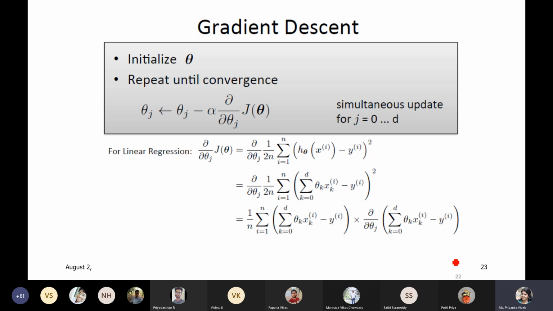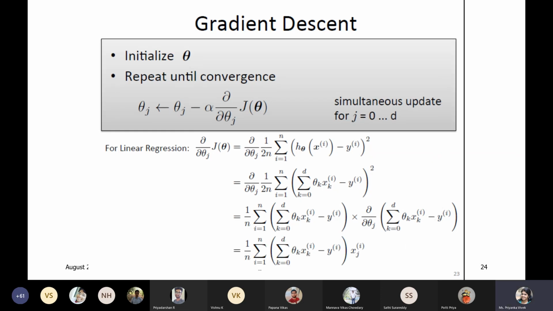Now when you try to derive this, what happens? We have only one term which is actually having something. How do we find the derivatives? It should be dependent on theta j, then only there is some derivative. So y does not depend on theta j; y is our actual y, not the predicted one. So it is not dependent on theta j, so it's gone.